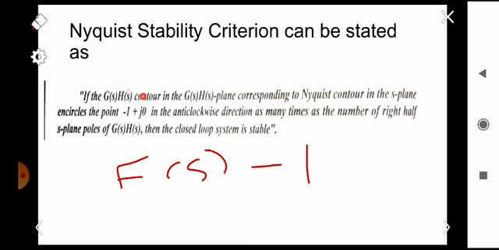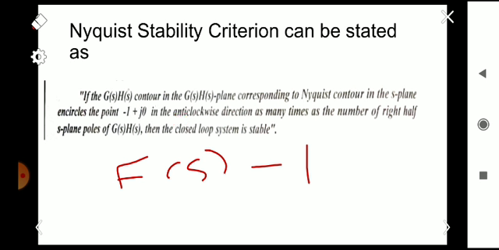So if the G(s)H(s) contour in the G(s)H(s) plane, that is the F(s) minus 1 plane, corresponding to the Nyquist contour in the s plane, encircles the point minus 1 plus j0 in the anti-clockwise direction as many times as the number of right half s plane poles of G(s)H(s), then the closed loop system is stable. Okay, that is the stability constraint here.